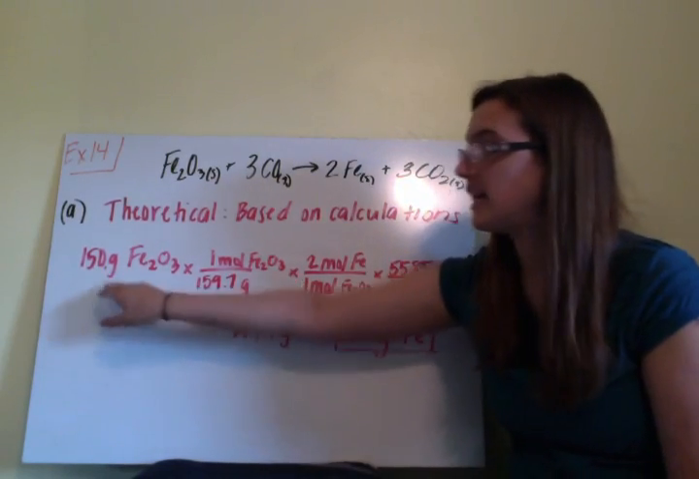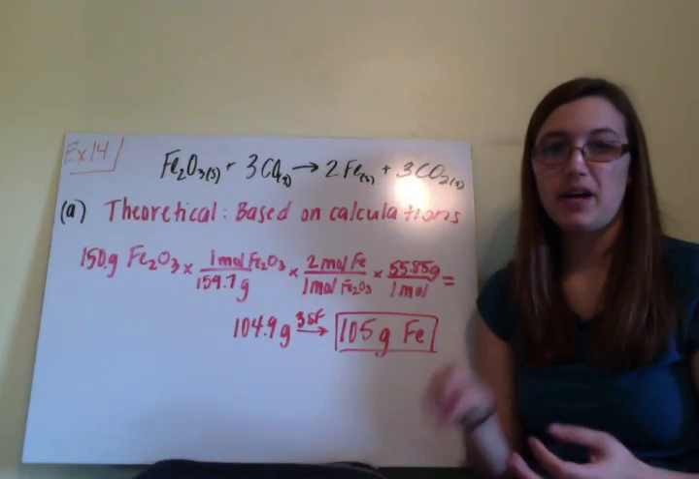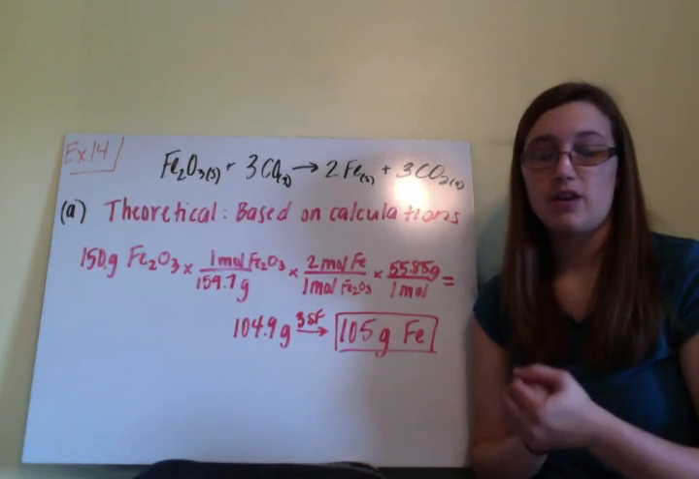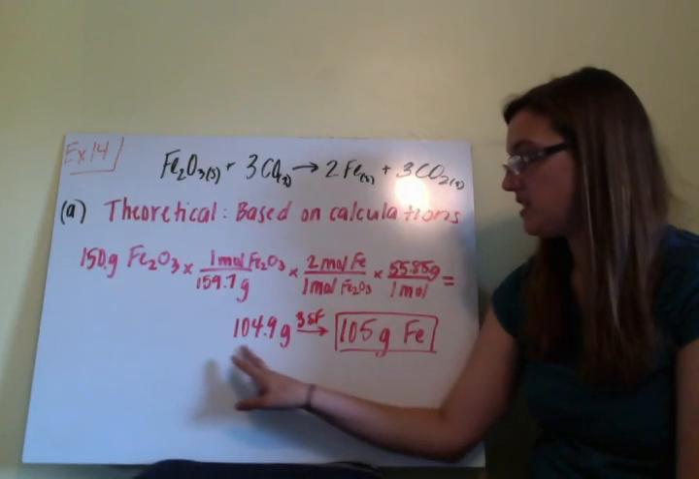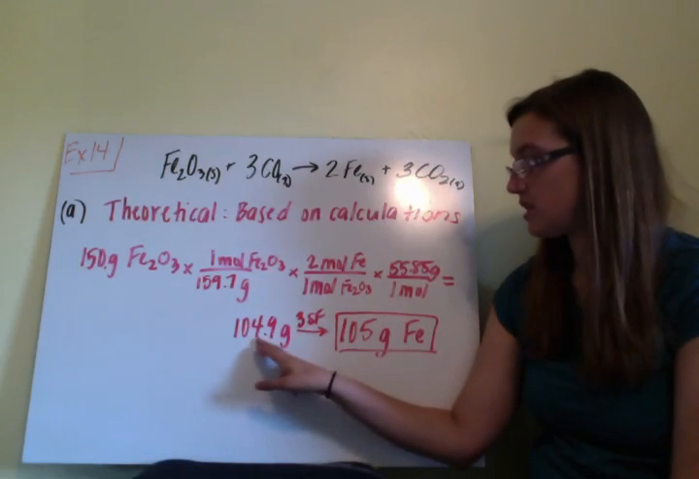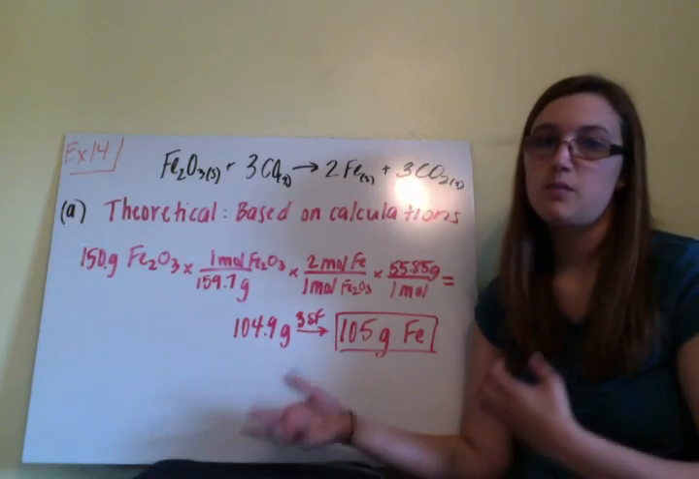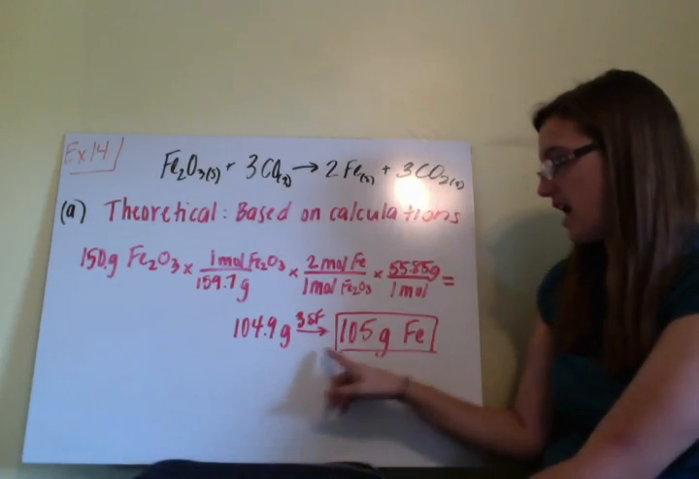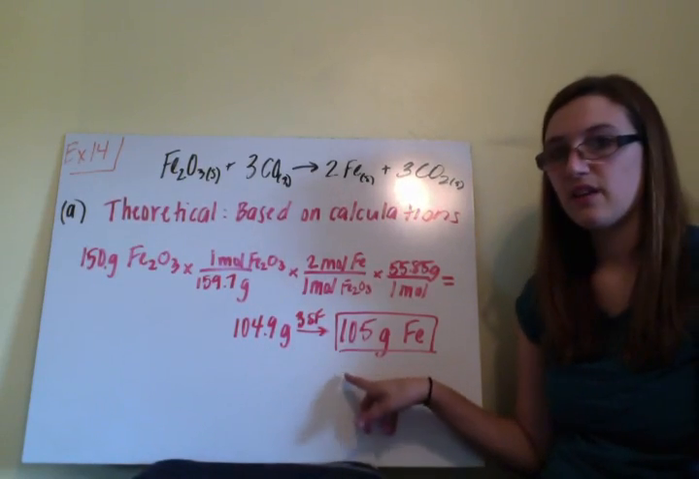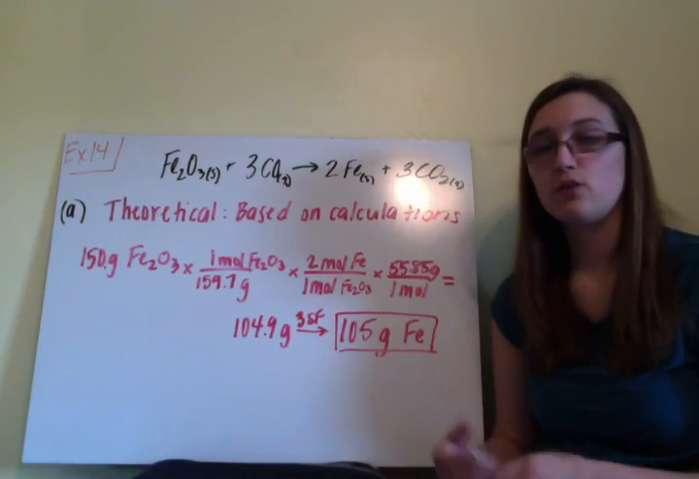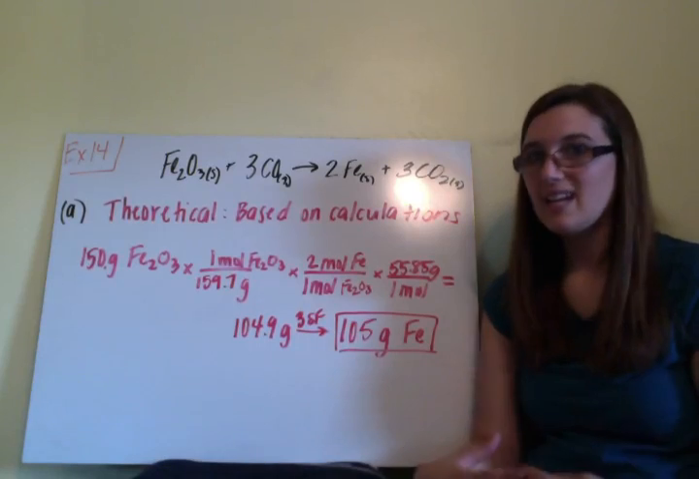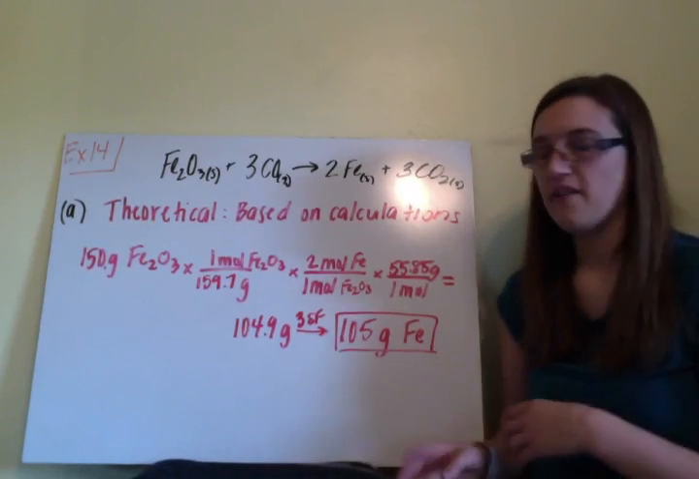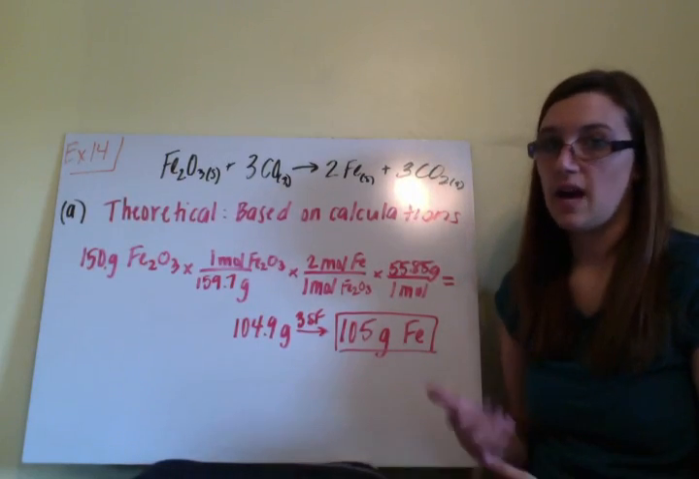However, if we look at our given, it's 150, but we have that decimal after the 150. That means we have 3 significant figures. So we need to round this to this 4, but since it's 0.9, it's going to be rounded up to 5. When we round this to 3 significant figures, we get 105 grams of iron. That's our theoretical yield. Theoretically, we should get 105 grams of iron in our laboratory test.